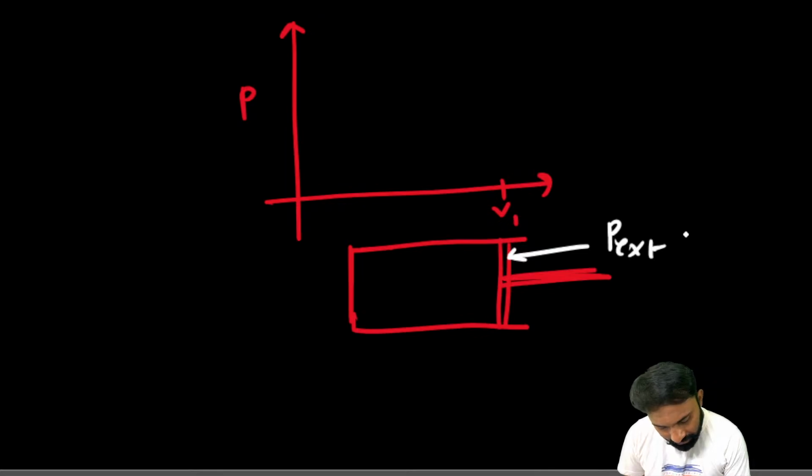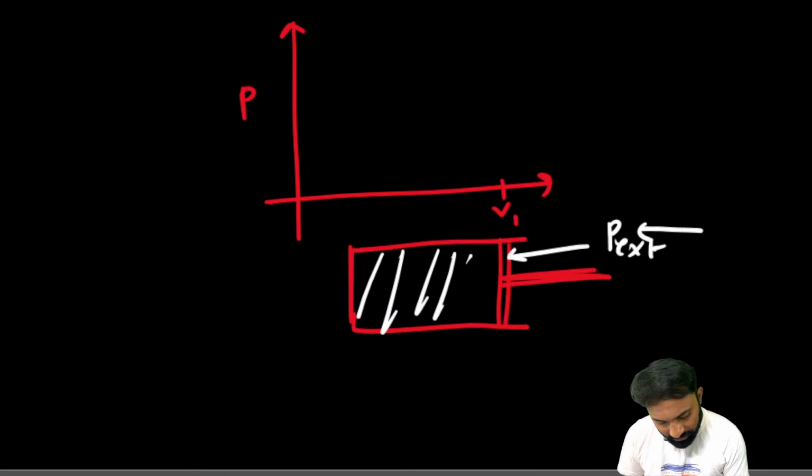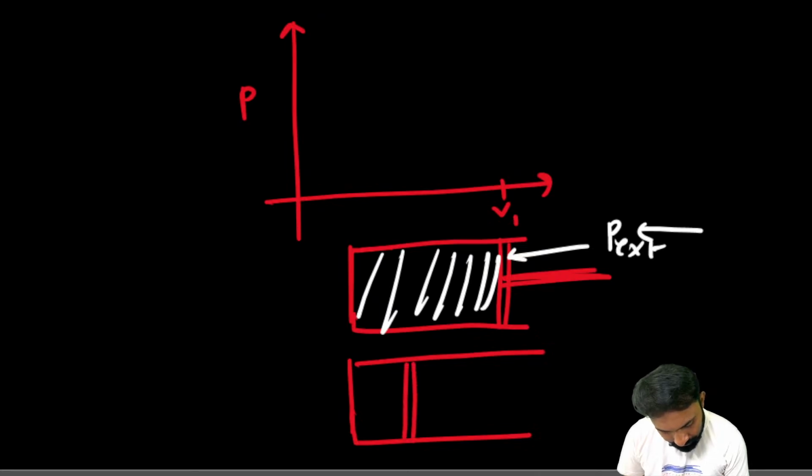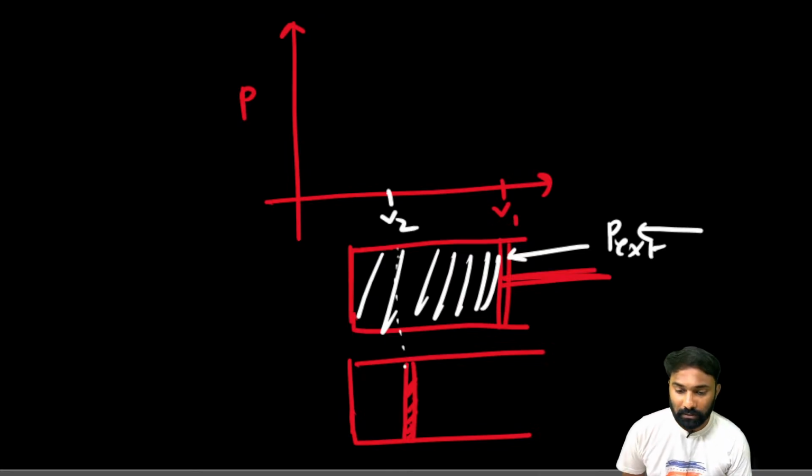By applying some external pressure on this gas, this piston has moved up to here and it has stopped. Now this is the final volume, V2. Clear? Now the area under the PV curve will be the work done.